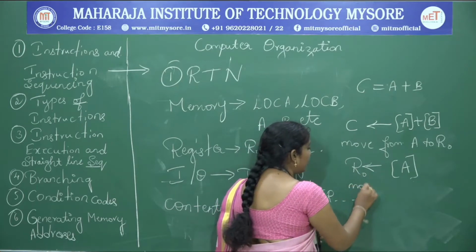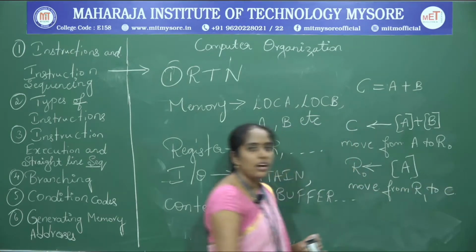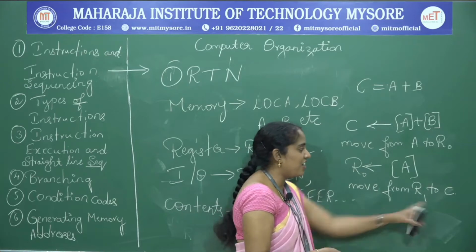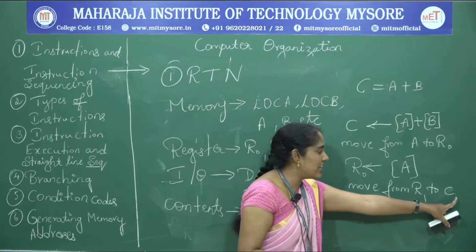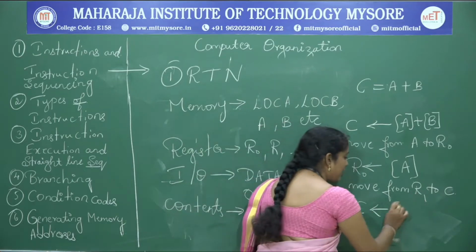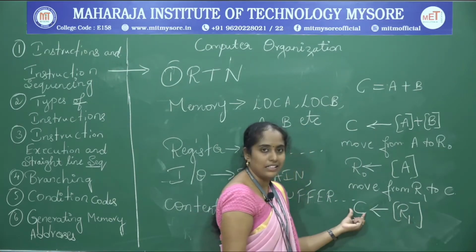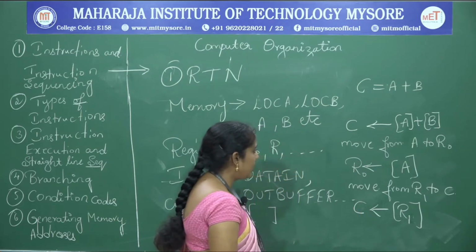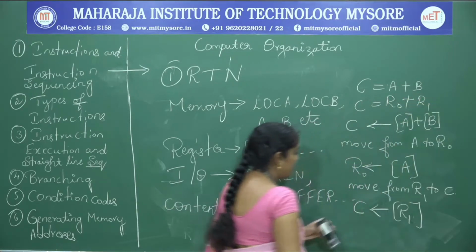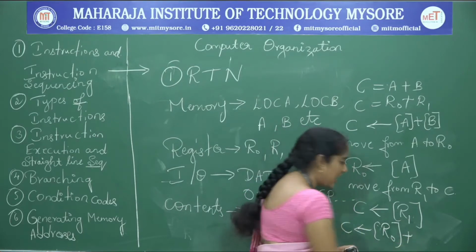Can you write move content from R1 to C in register transfer notation? First we take the destination, which is C, and the source is R1, so the content of R1 will be copied from R1 to C. Next, C is equal to R0 plus R1. Here also, C gets the content of R0 plus the content of R1.